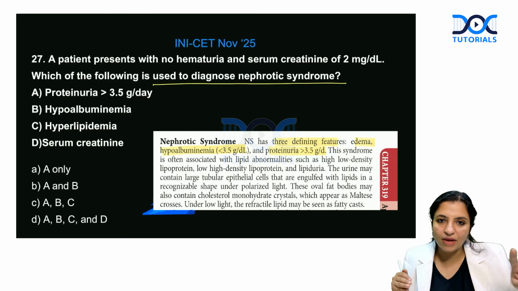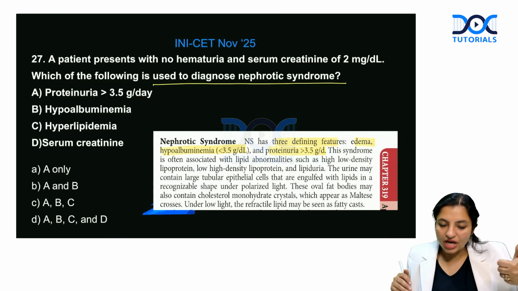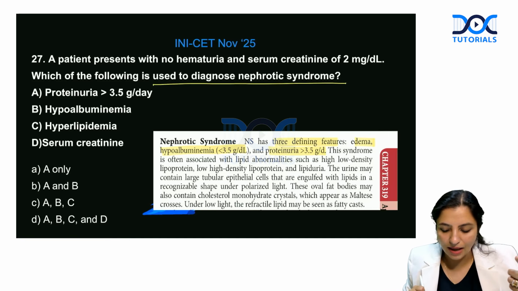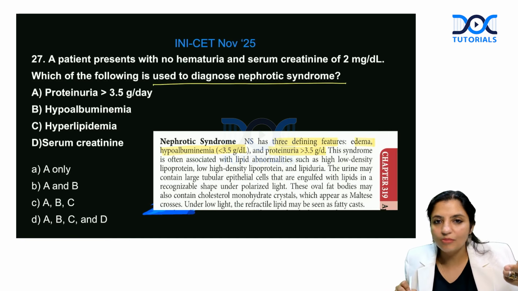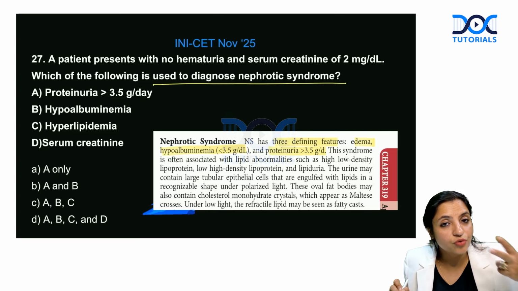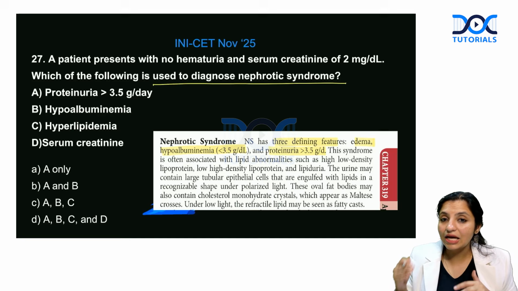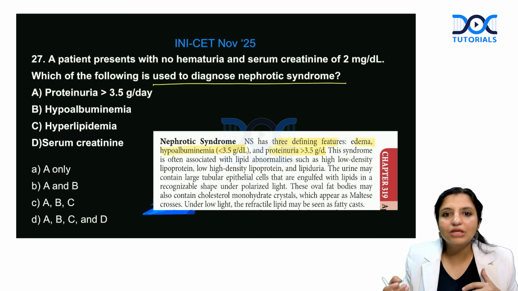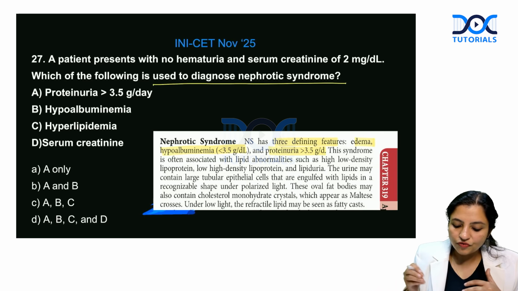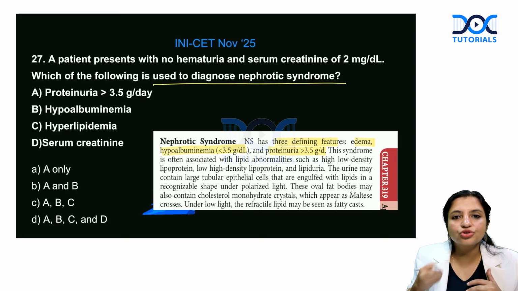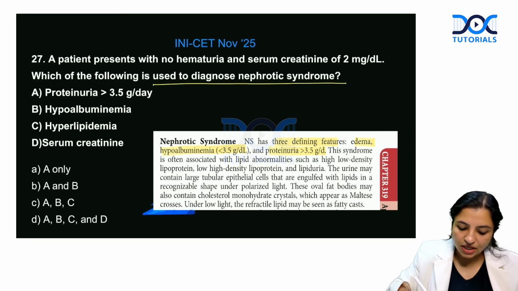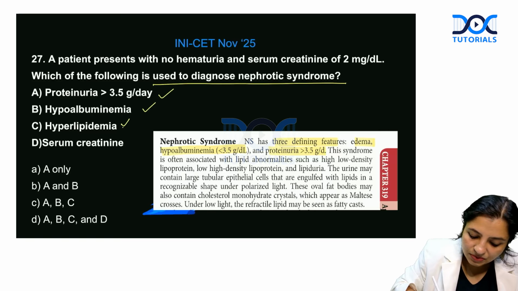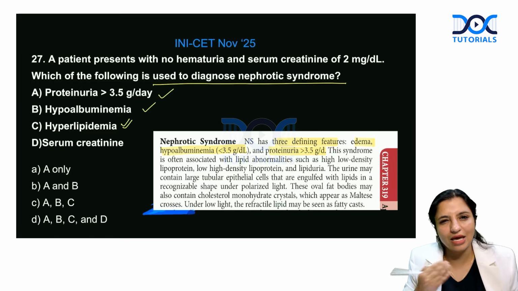That's the snapshot from Harrison, which says you should have edema, hypoalbuminemia, that is less than 3.5 gram per deciliter, and proteinuria, more than 3.5 gram of protein loss per day. So this is the diagnostic criteria. Now, this syndrome is often associated with hyperlipidemia. So, which of the following is used to diagnose or helps in diagnosis? Proteinuria, hypoalbuminemia, both are there. Hyperlipidemia is not a diagnostic criteria but helps in diagnosis.